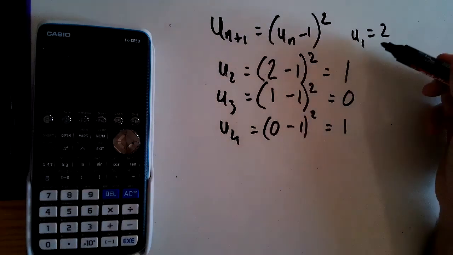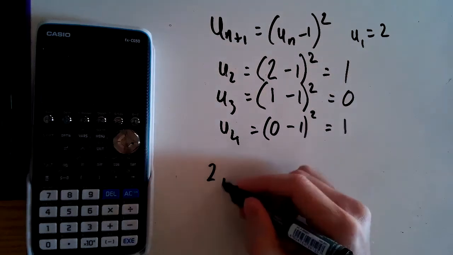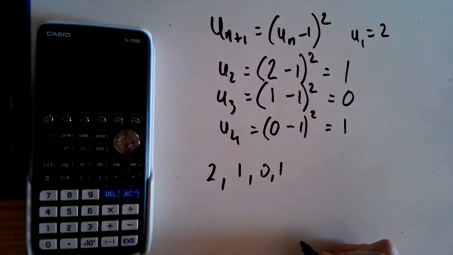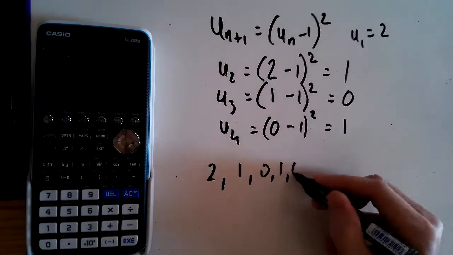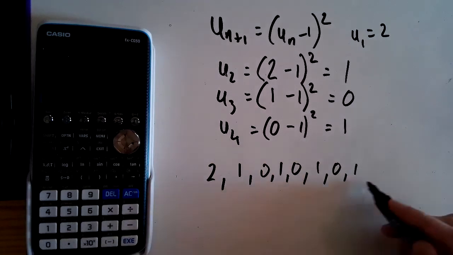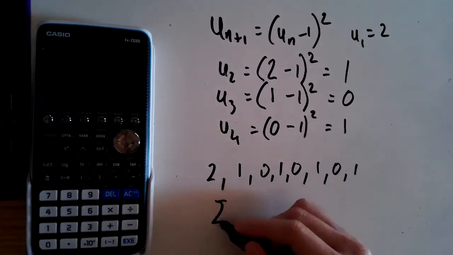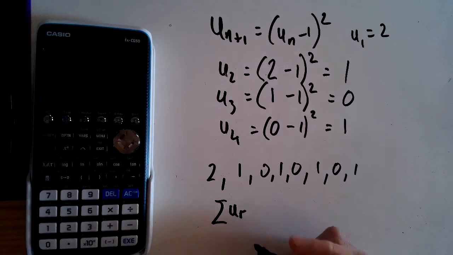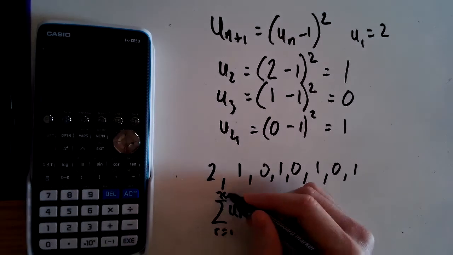Then hopefully, can you spot there's a pattern? So my numbers are 2, 1, 0, 1. But then if I put 1 back in, I only get 0. If I put 0 in, I get 1. So after the 2, it then turns periodic. And we want the sum of the first 20 terms.